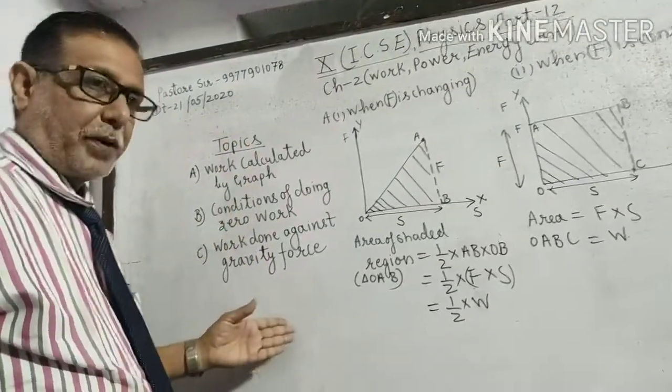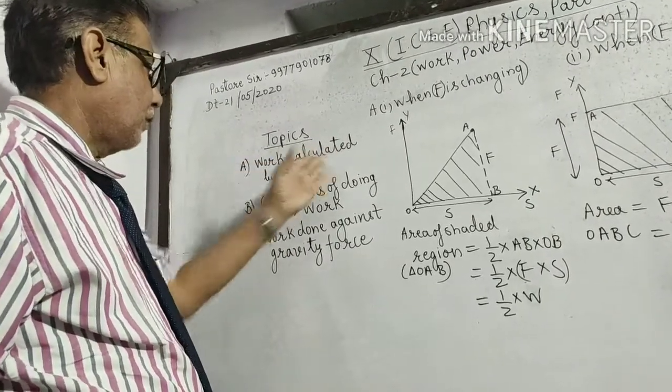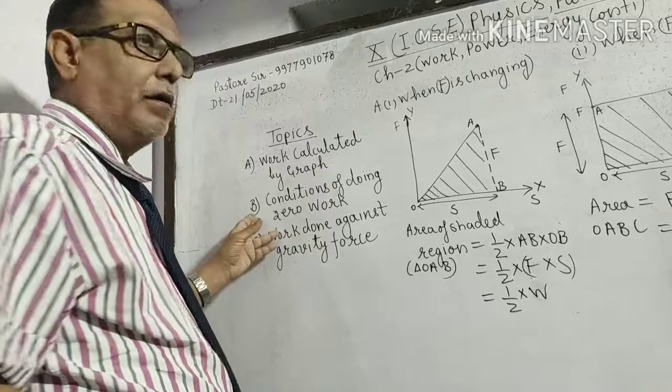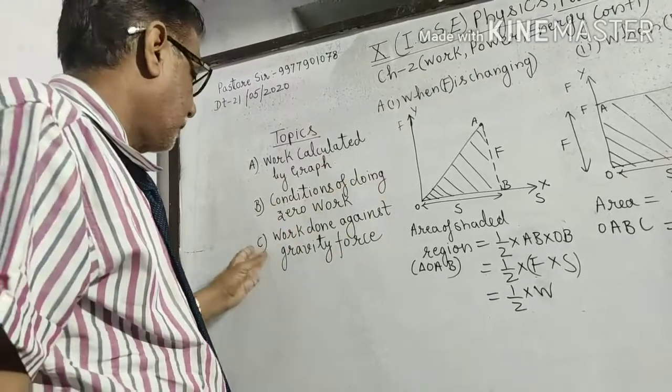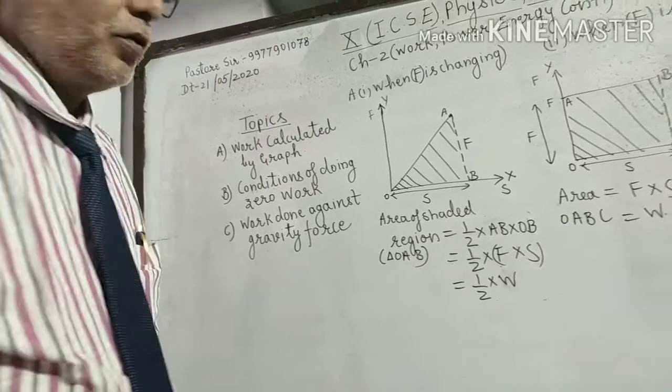Chapter 2, work, power, energy, continued. These are certain topics. A, work calculated by means of graph. B, conditions of doing zero work. And C, work done against force of gravity.